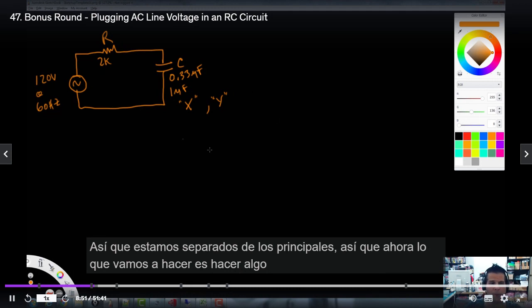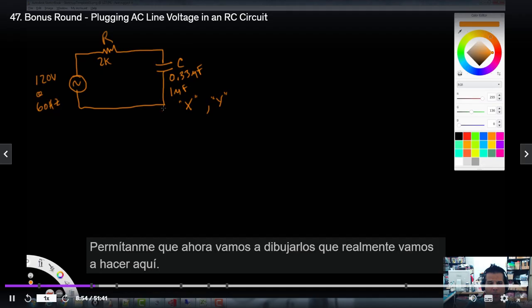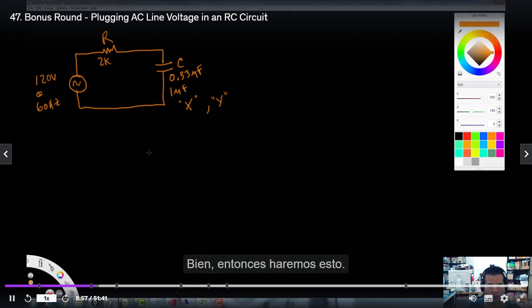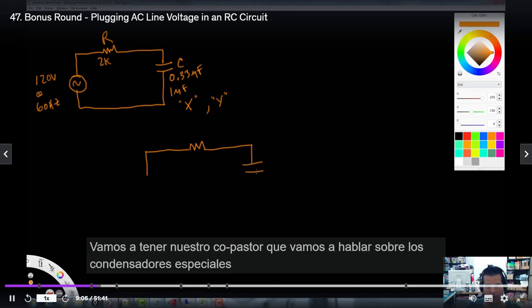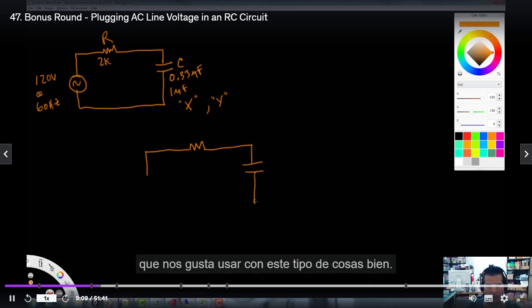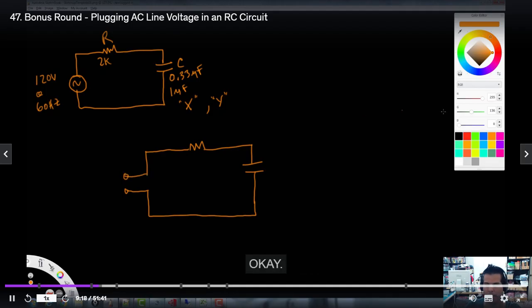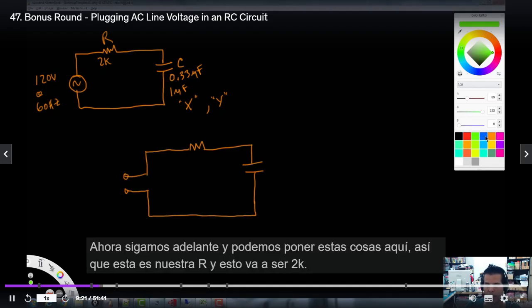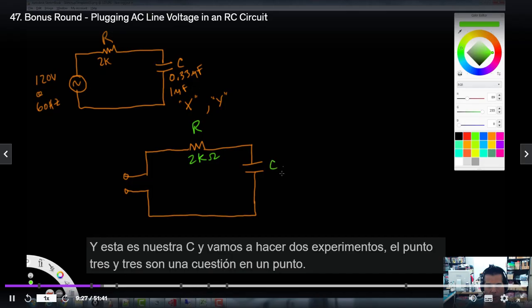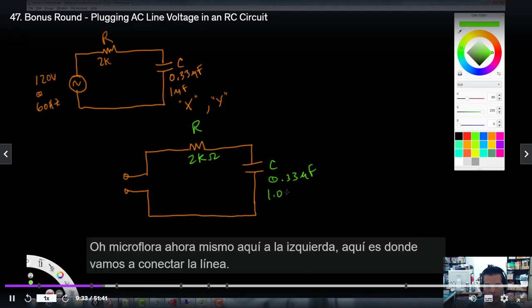So now let's draw what we're actually going to do here. We are going to have our circuit here. We're going to have our resistor and our capacitor, and we're going to talk about the special capacitors that we like using with this kind of stuff. And then here is where we're going to put the power in. This is our R, and this is going to be 2K ohm, and this is our C, and we're going to do 2 experiments, a 0.33 microfarad and a 1.0 microfarad.